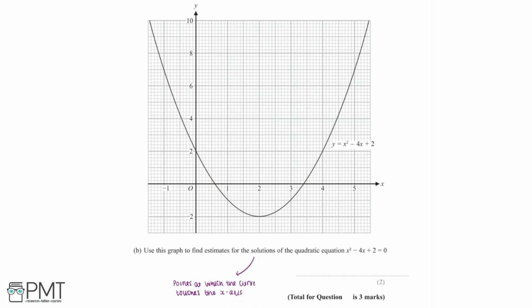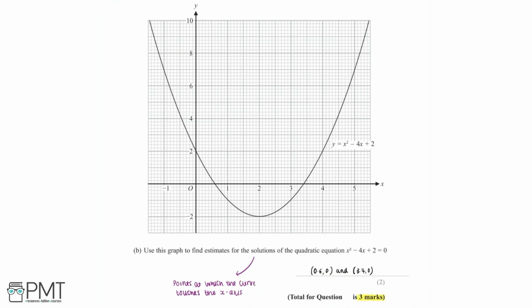We can see that the x-coordinate at this point is equal to 0.6, and we can see that the x-coordinate at this point is equal to 3.4. And so we can write these two solutions in the form of coordinates. We found that the estimates for the solutions of the quadratic equation are 0.60 and 3.40, because the curve touches the x-axis when x is equal to 0.6 and when x is equal to 3.4.